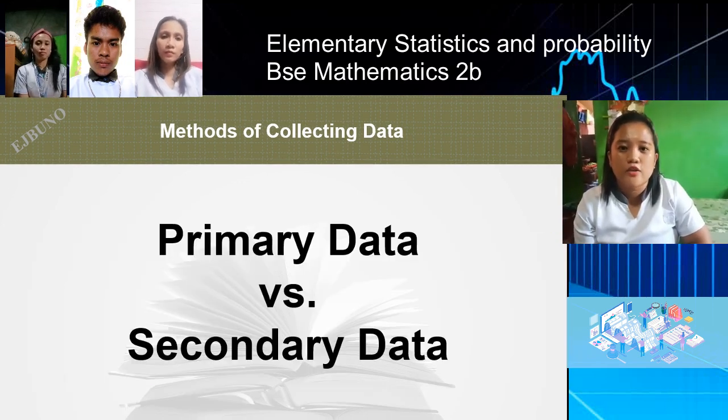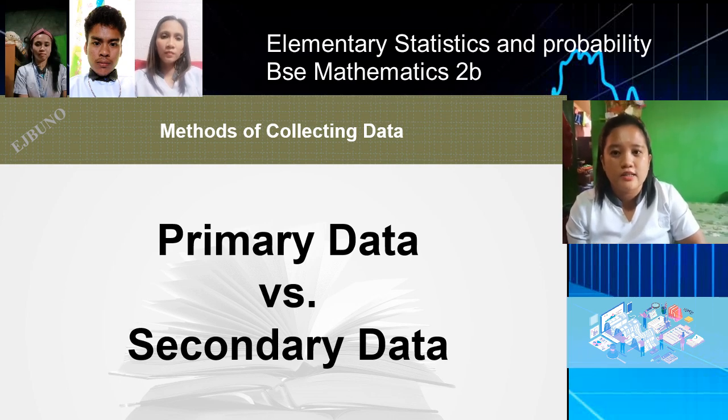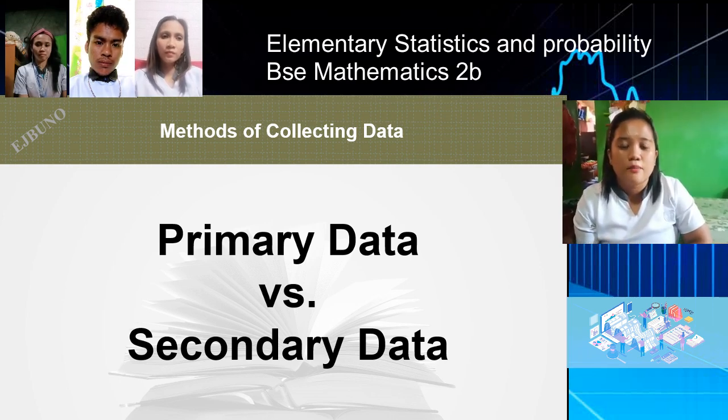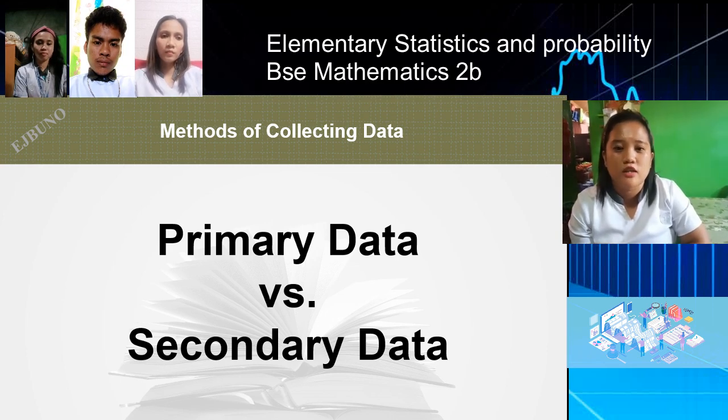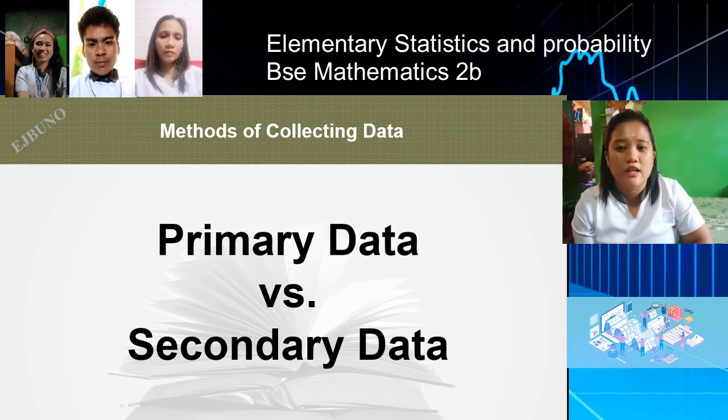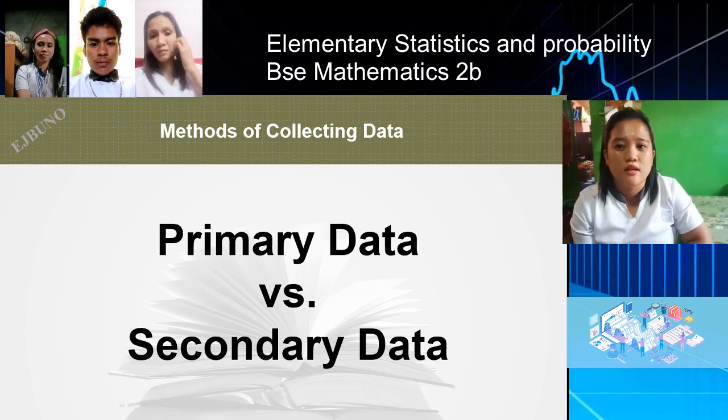One more thing you need to know about primary and secondary data. Primary data is accurate compared to secondary data. Primary data is usually up to date because it collects data in real time and does not collect data from old sources. Primary data is very expensive compared to secondary data.